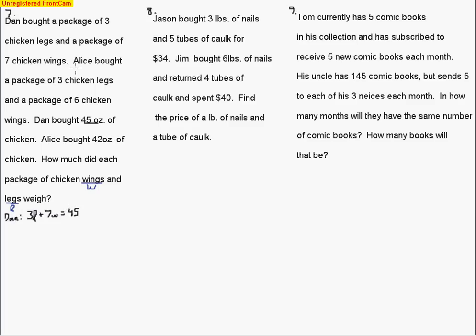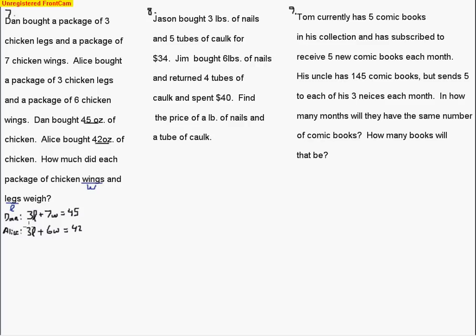Well, Alice bought 3 packages of legs, so we'll write down Alice here and set up her equation. 3 packages of legs, same as Dan, but just a different number of wings. So 6 packages of wings. So plus 6W. And this all equals 42 ounces is what she ended up buying. Well, this is a great problem for elimination because we've got L's, we've got W's, equal signs, constants all in line.